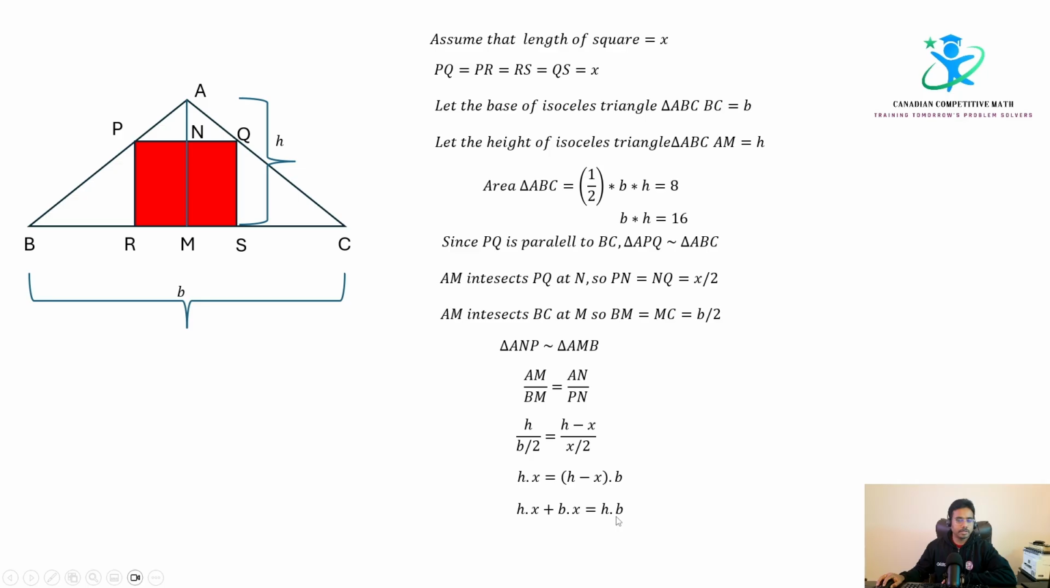We can expand this similarly. From this, we can write X, which is the length of the square we are trying to solve, equals height times base of this triangle divided by height plus base of this triangle. So till now we established the relationship between the dimensions of the square and the dimensions of the triangle. We'll go to the next phase. In this phase, we will use algebra to solve this problem.